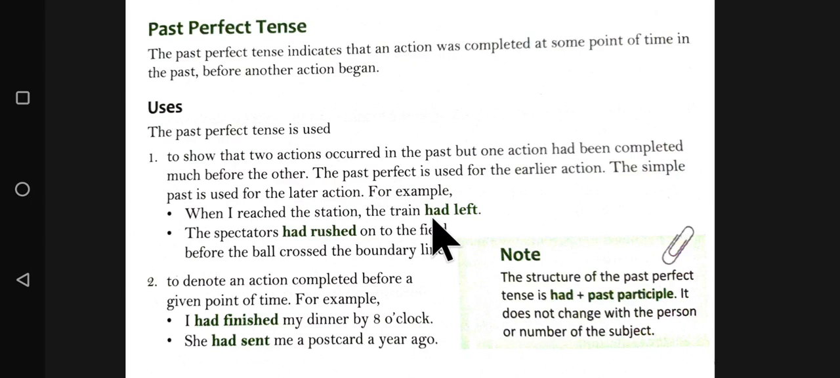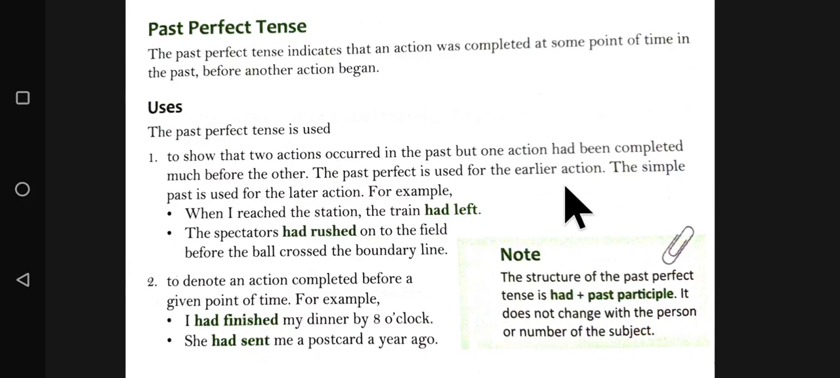Is it clear? Okay, I'm revising again. Listen carefully. Past perfect tense is used to show that two actions started or occurred in the past, and out of which one action has completed much before the other action. Now, the past perfect tense is used for the earlier action.